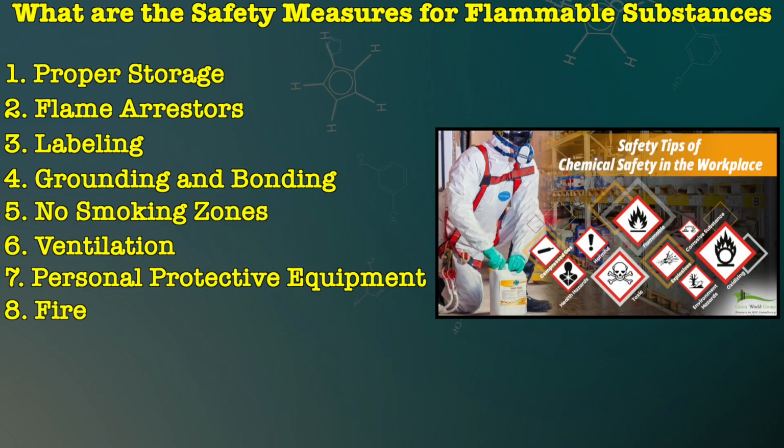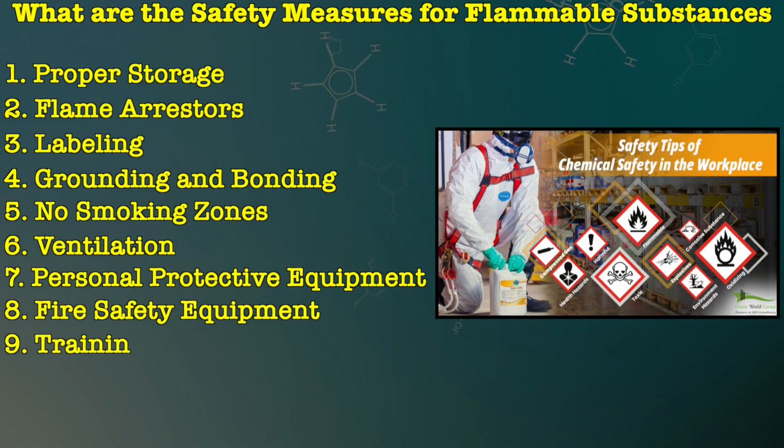Seventh one is personal protective equipment. Provide workers with appropriate PPE such as flame resistant clothing, safety goggles and gloves when handling flammable substances. The next one is fire safety equipment. Keep fire extinguishers, fire blankets and other firefighting equipment readily available and regularly maintained.